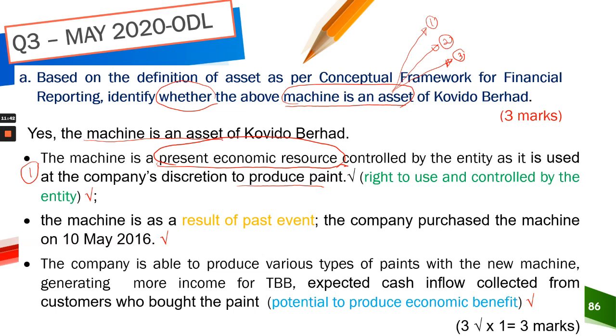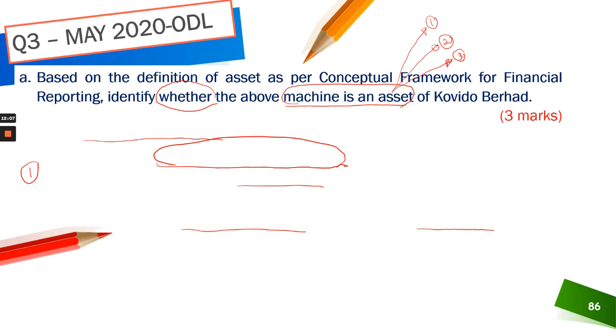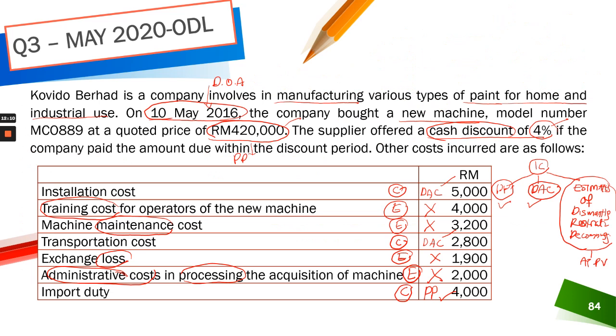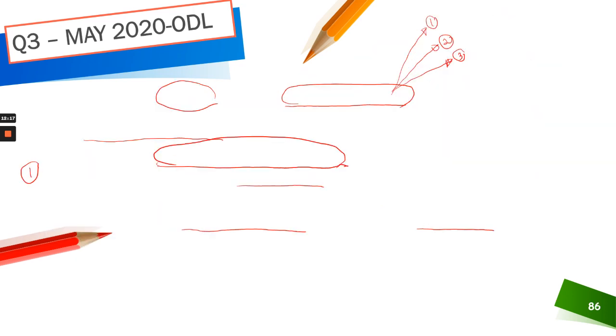Okay. The machine is a result of a past event, meaning that it was purchased. In your case, you are focusing on a machine being purchased, an asset being purchased, nothing that you construct yourself. Anything that you purchase from a third party, either in cash, on credit, or maybe by issuing shares. But this one is purchased. If you look at the information earlier, they have this cash discount, so it was purchased on a cash basis.